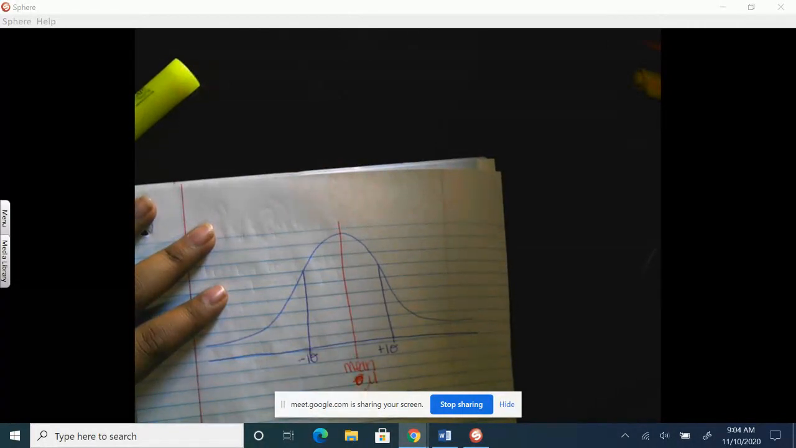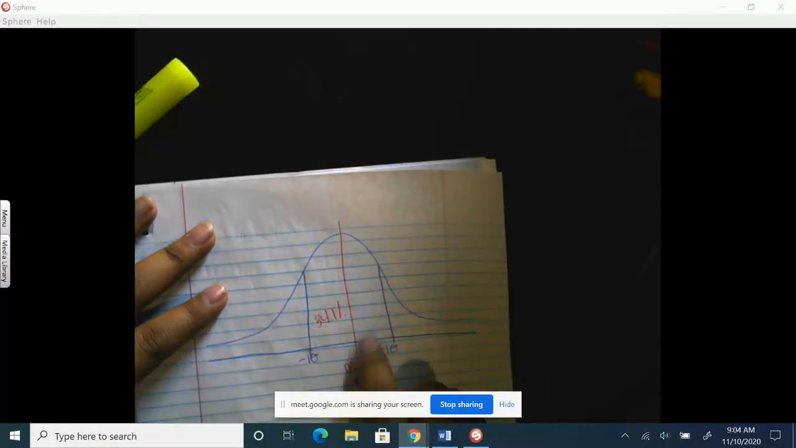34% of your data is here. 34.1%. Here on this side, 34.1% of your data lies there. Again, this is looking at data that they're giving you. So if we look at within one standard deviation, if we add 34.1 and 34.1, 68.2% of your data will lie within one standard deviation.